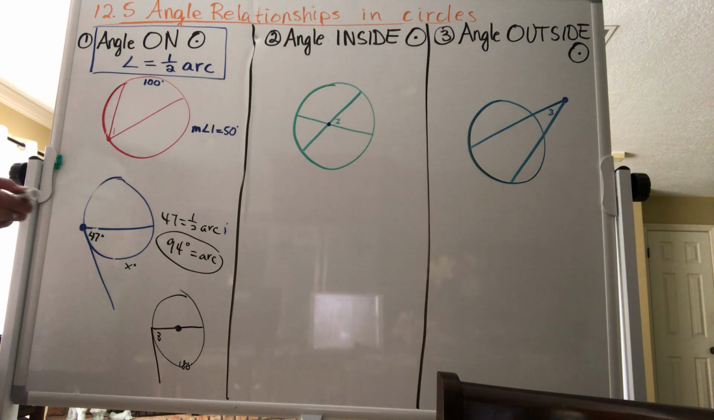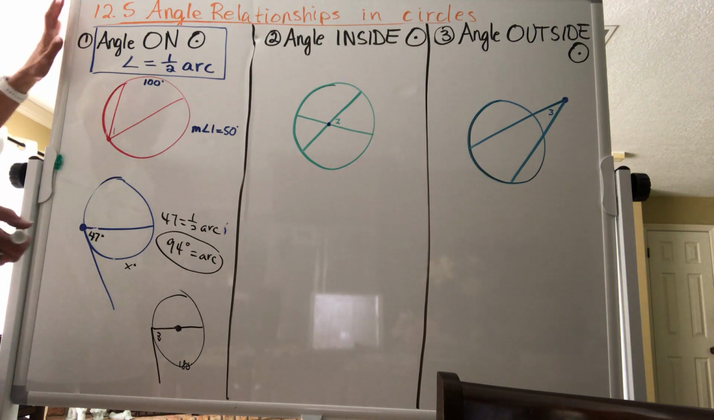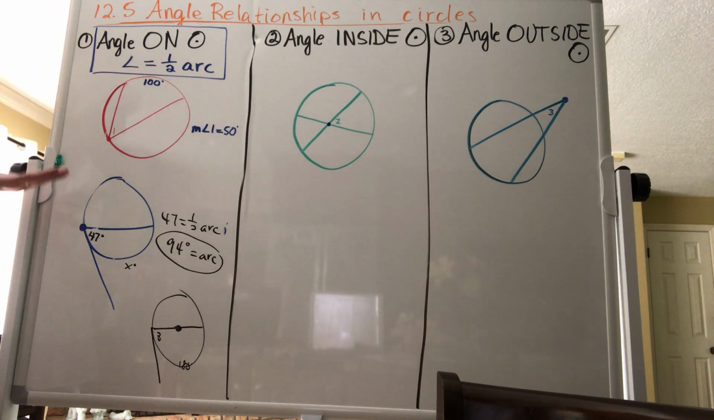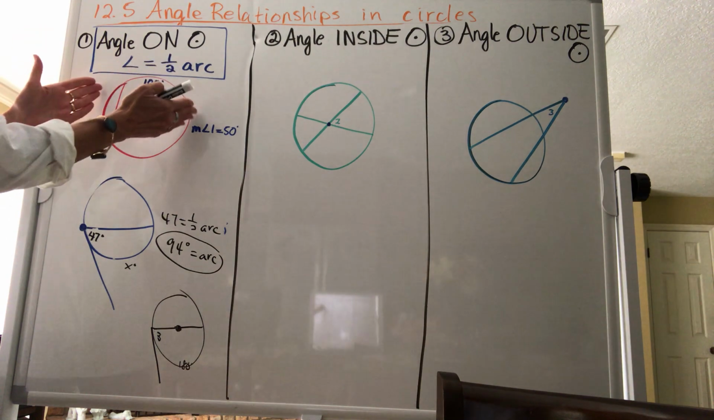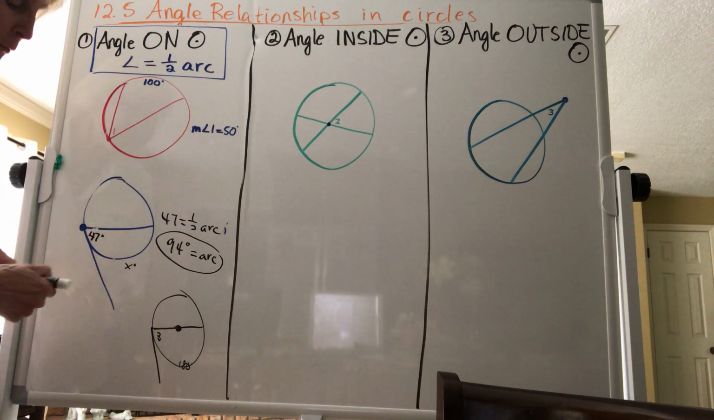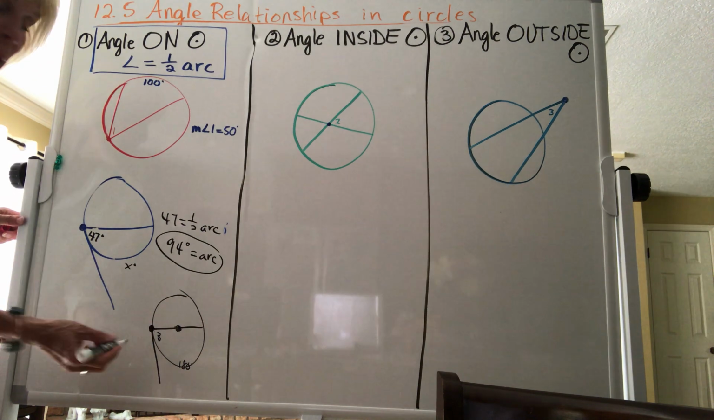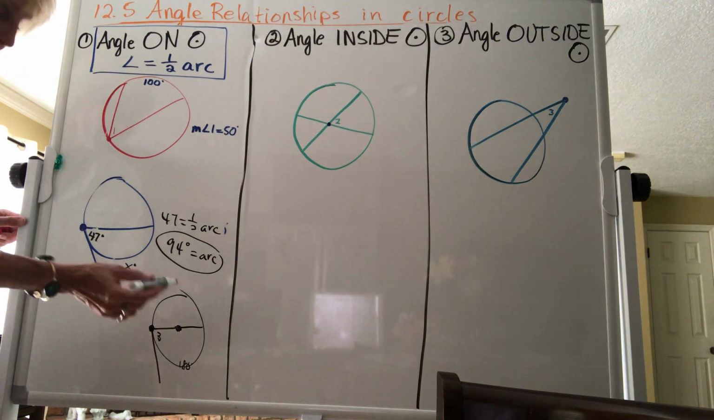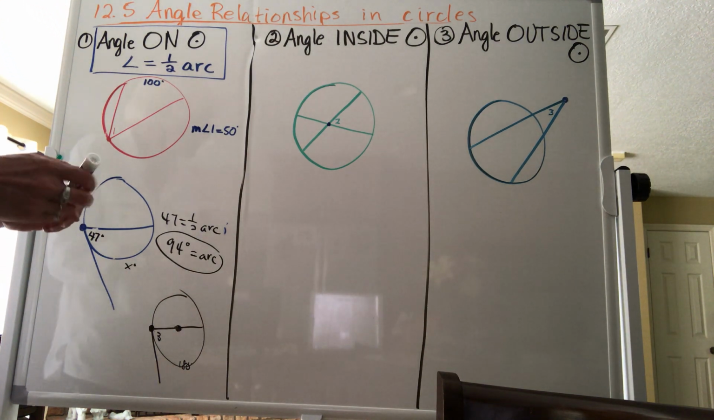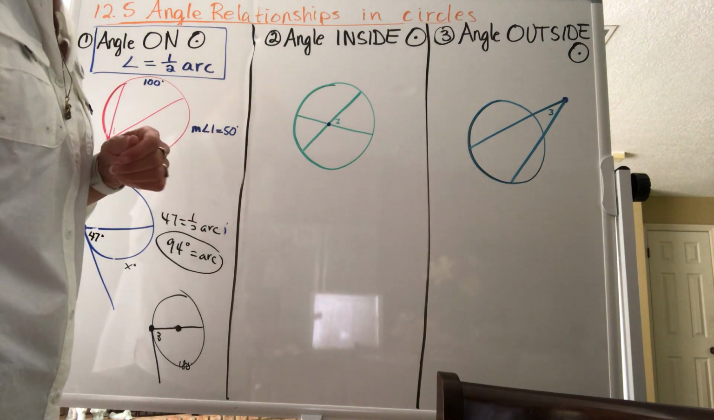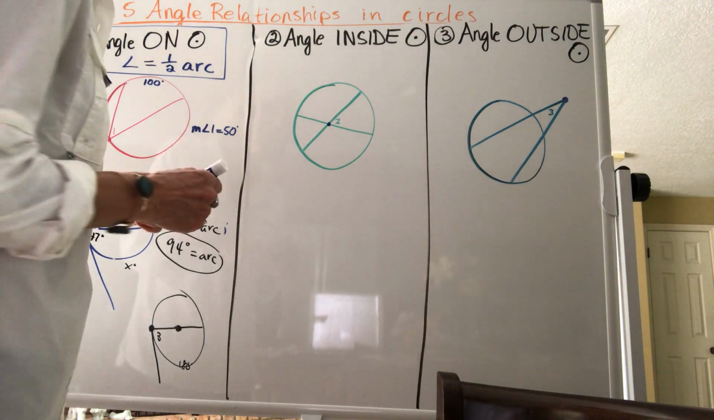So all we're doing in 12.5, angle relationships in circles, the first thing is just expanding on that inscribed angle. So I want you to think inscribed angle, but just say anytime the vertex is on the circle. But look for things like semicircles, radii being congruent, etc. So what do you suppose you're going to do if the angle is inside the circle?